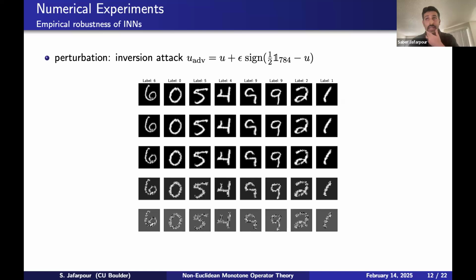We can also show empirical robustness of our neural networks against some type of attack. So here we consider the inversion attack, which is defined like this. This is an attack which doesn't depend on the model of the neural network. It's independent of the model, and it only perturbs each pixel, each input, by epsilon times the sign of that pixel minus 1/2, right? And we run this attack at different epsilon, as you can see here.